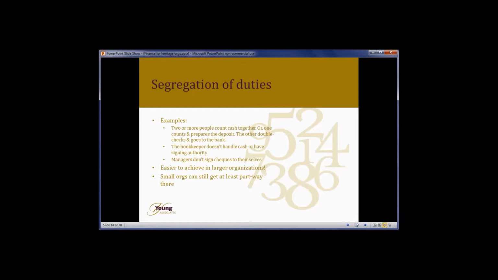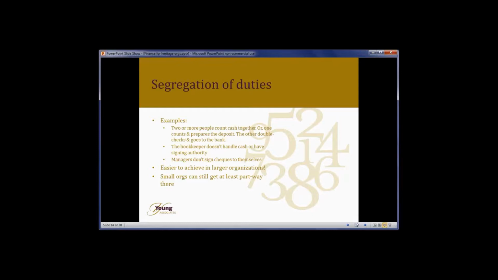Ideally, the person who's maintaining the financial records would not also be handling the cash or have signing authority. So to the extent that you can, having the records keeper be independent of having control over spending is an excellent control. Ideally, managers don't sign checks to themselves. Now that is a nightmare for small organizations to manage, and I would have to say that amongst the organizations that I work for, more often than not, managers do sign checks to themselves.